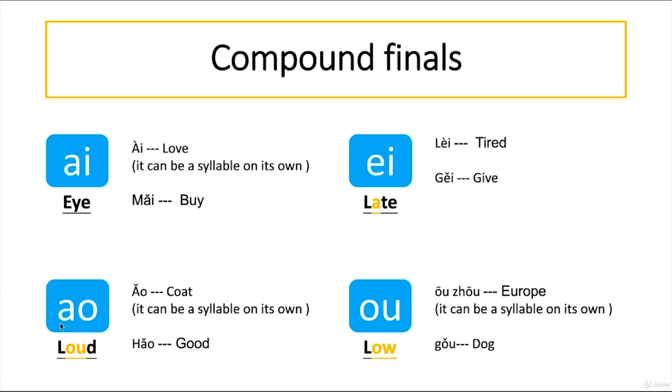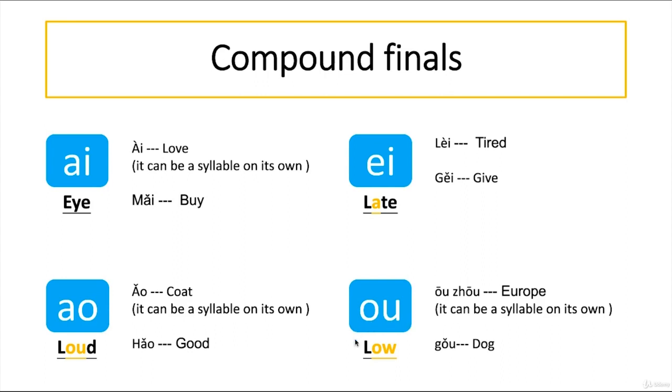The third one, ao. This sound is similar to OU in loud. Read it after me. Ao. It can be a syllable on its own too. For example, 袄 ǎo means coat. 好 hǎo means good.